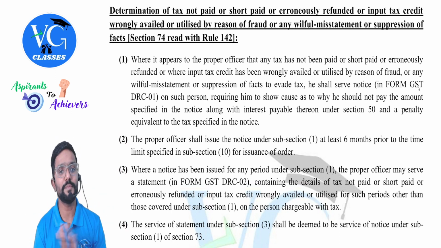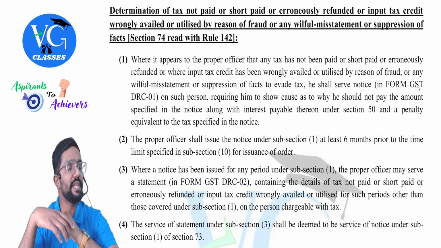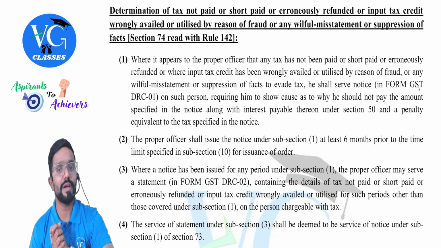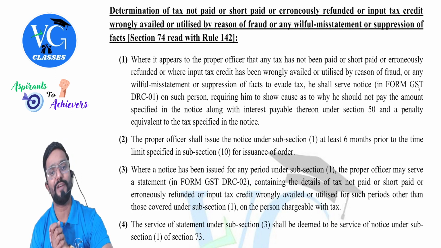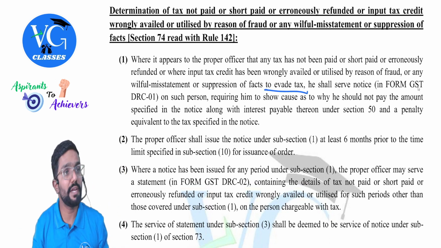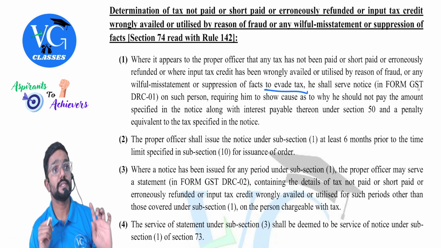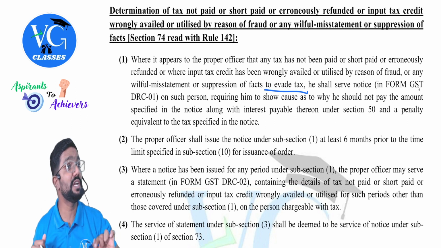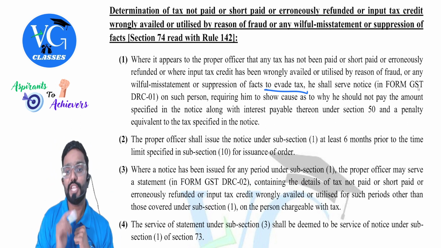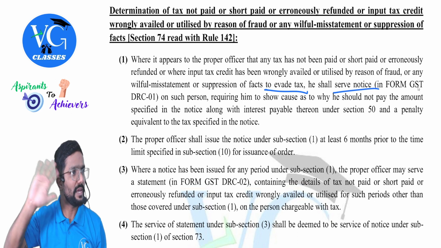Subsection 1. Where it appears to the proper officer that any tax not paid or short paid or erroneously refunded, or where input tax credit has been wrongly availed or utilized by reason of fraud or any willful misstatement or suppression of fact to evade. All this he did to do what? Evade tax. It is a manipulation. Clear? I was supposed to pay tax, but intentionally didn't pay. He shall serve a notice in form GST DRC-01. Form notice number and all is the same only.